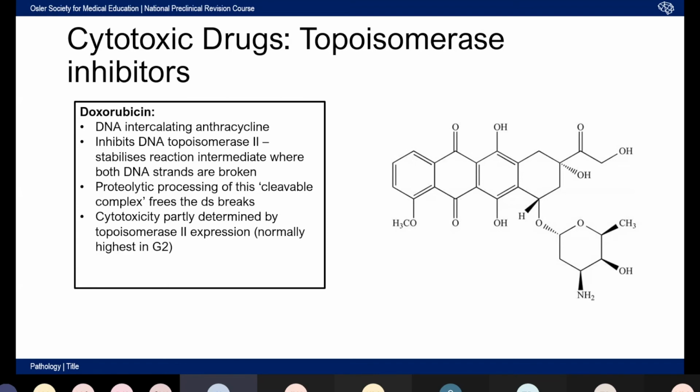And doxorubicin also forms oxygen free radicals, which causes cytotoxicity. But this formation of free radicals is also responsible for some of the side effect toxicity of the drug.